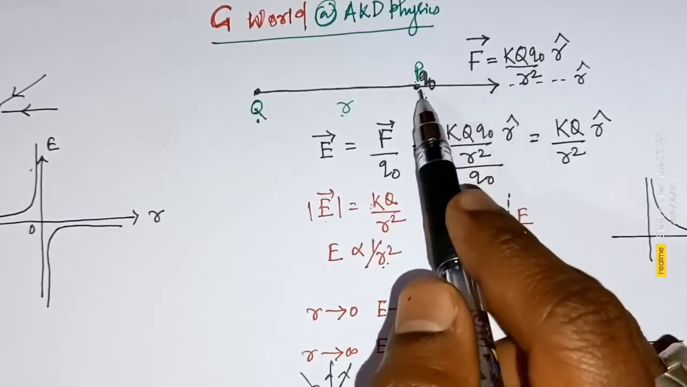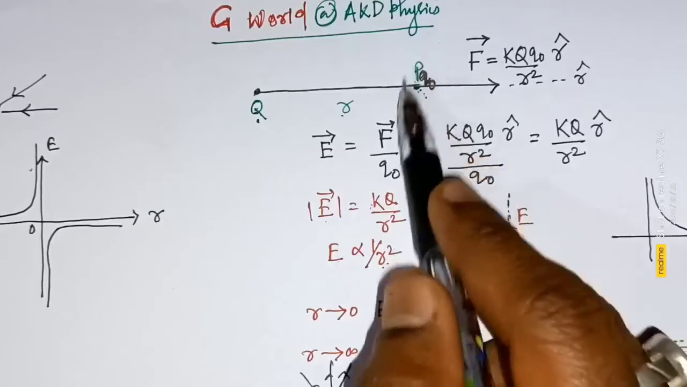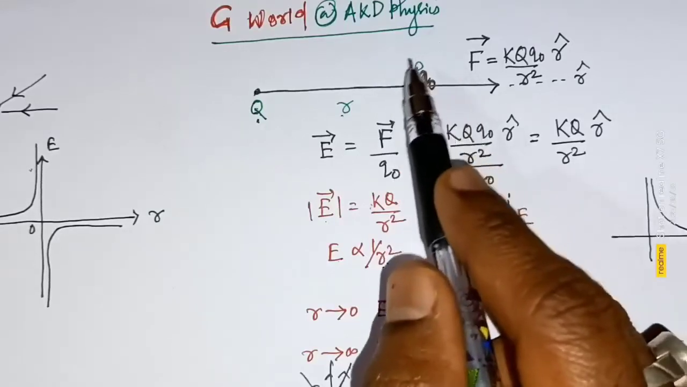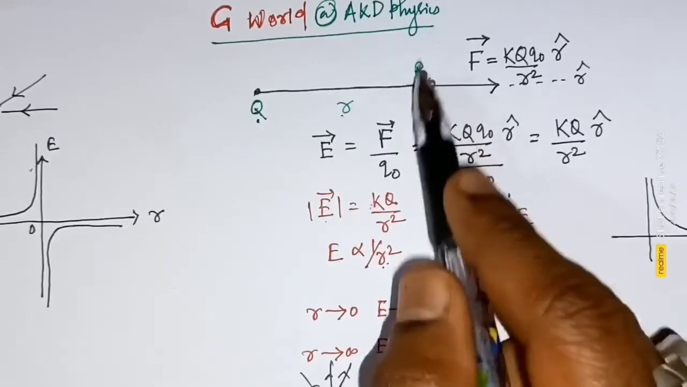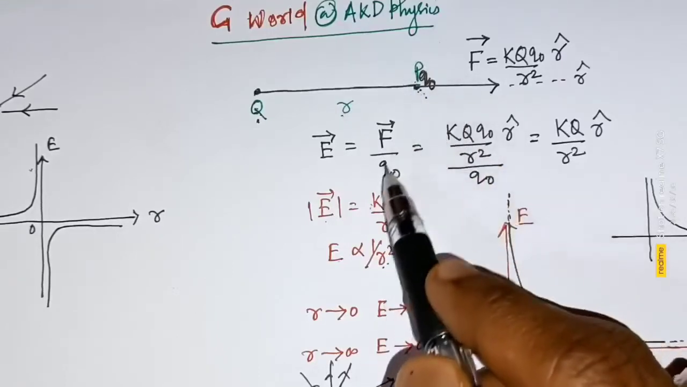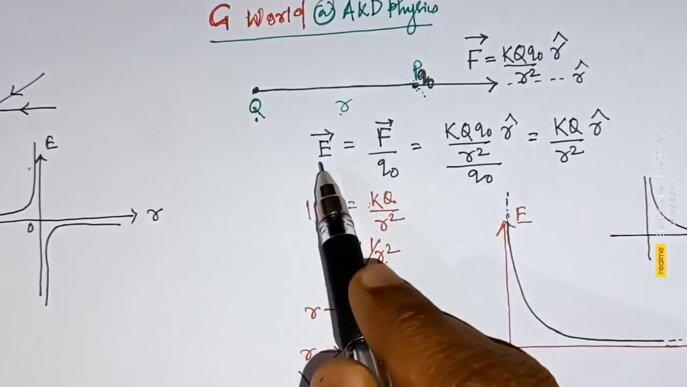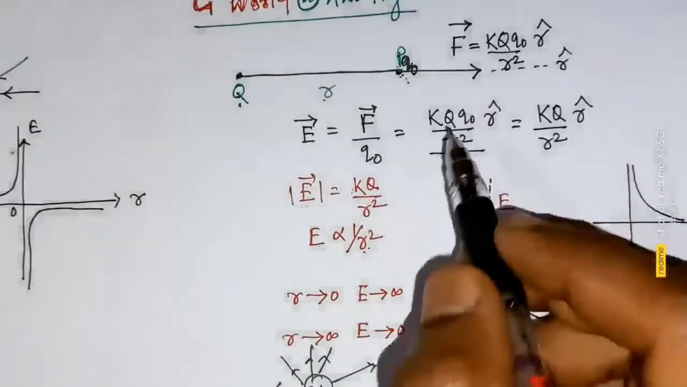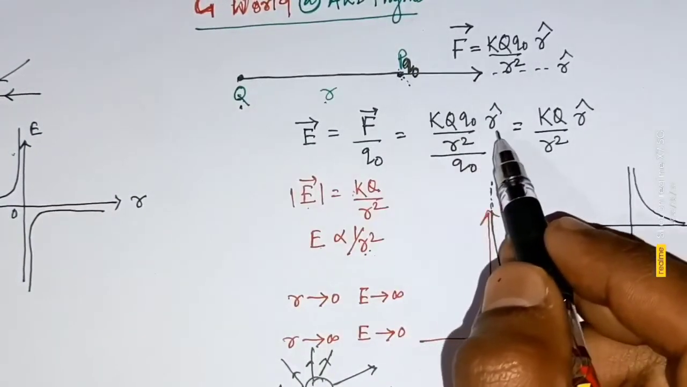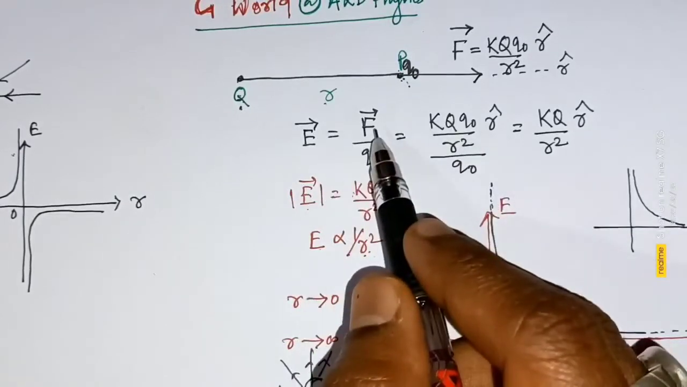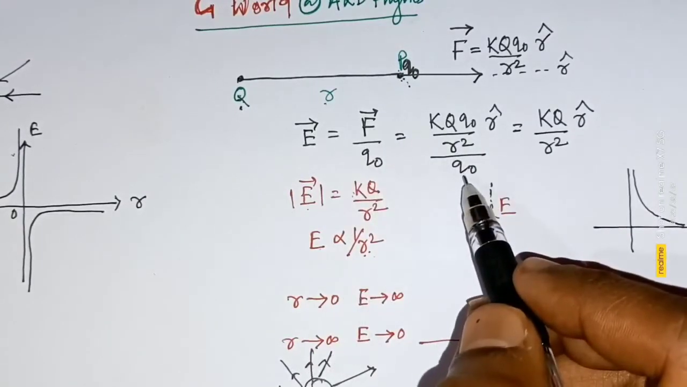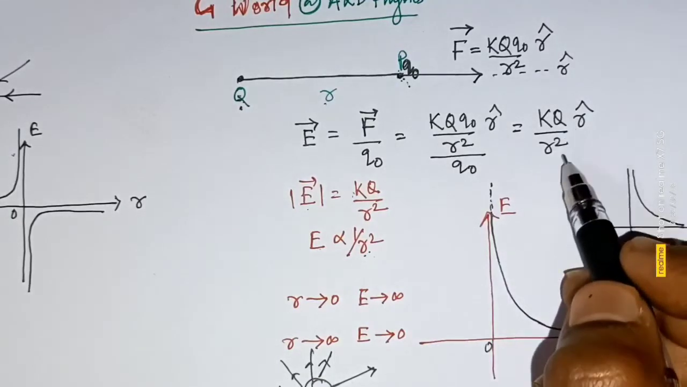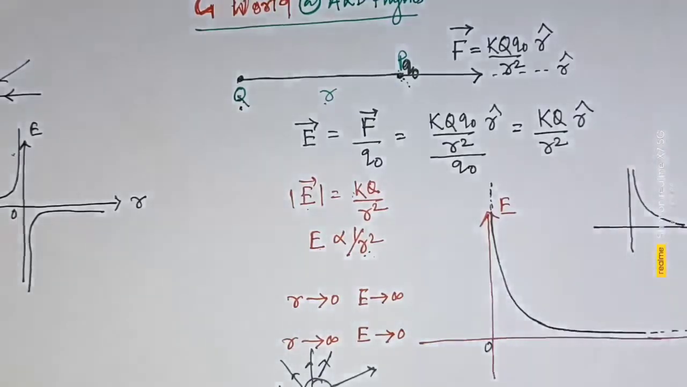So what I put here is a test charge, and whatever the force experienced upon this unit test charge, that is nothing but the electric field intensity of this point charge. So I write my Coulombic repulsive force with a direction, because this is a vector quantity. Upon a unit test charge, I got the expression kq upon r square r cap.